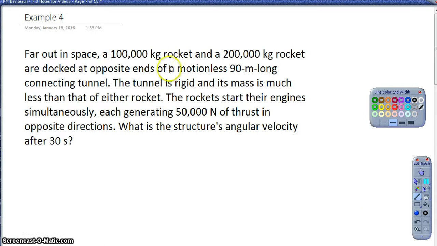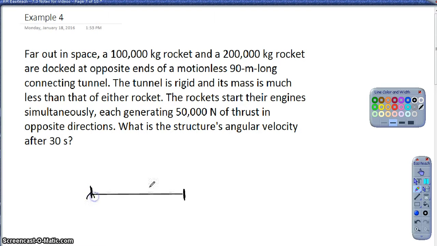So far out in space, and the significance of that is if it's far out in space, we're going to assume that there aren't any other significant forces acting on these two rockets. So we've got a 100,000 and a 200,000 kilogram rocket that are docked at opposite ends of a motionless 90-meter long connecting tunnel. So we have this connecting tunnel here, and then at opposite ends we have these two rockets that have been docked at either end, right? So I've got a rocket there, and I've got a rocket here.